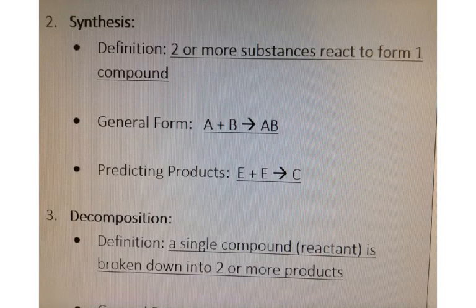The next type of reaction that you're going to need to know is synthesis. And what I always think of with synthesis is a synthesizer in music. And what a synthesizer does is it brings all the instruments together. And that's what a synthesis reaction does, is basically you have 2 or more, so you could have 2, 3, 4, 5, whatever, substances, so they could be elements or compounds. And what they do is they react together to form only one compound. So that's the key. It's 2 or more substances that form one compound, and that would be a synthesis reaction.